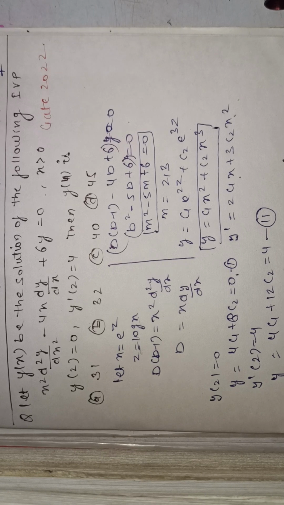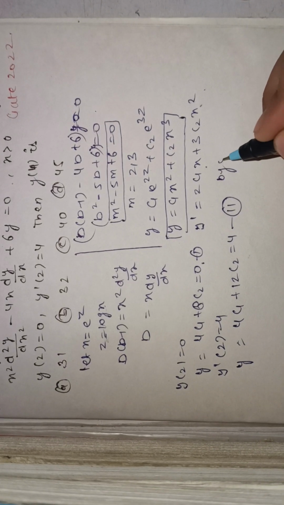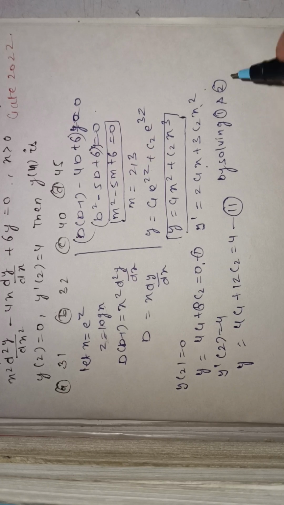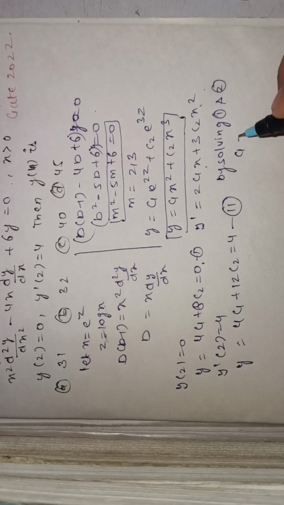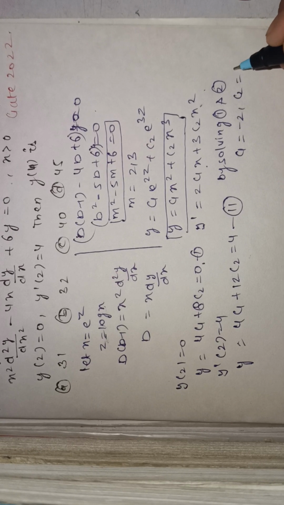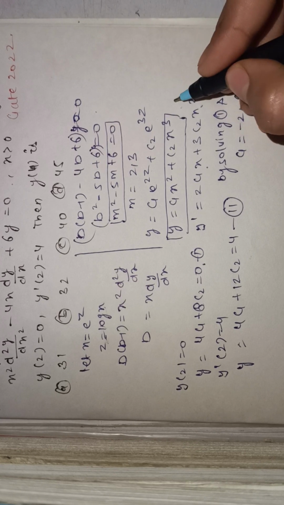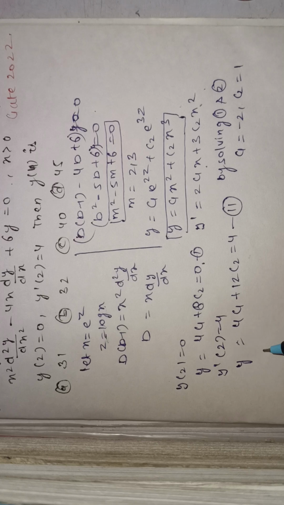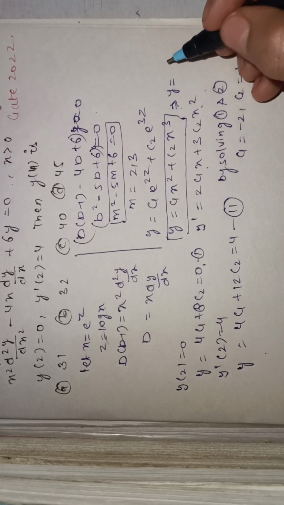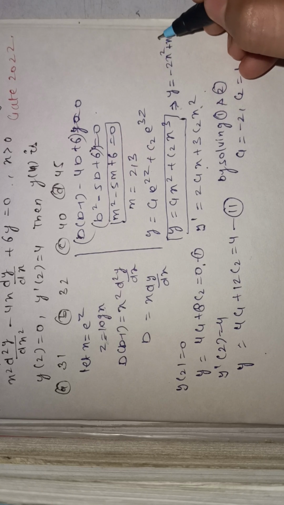Now solving equations first and second, we find c1 and c2. By solving first and second, c1 equals minus 2 and c2 equals 1. Now we put c1 and c2 here, and we get y equals minus 2x square plus x cube.